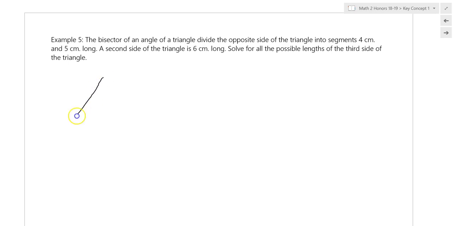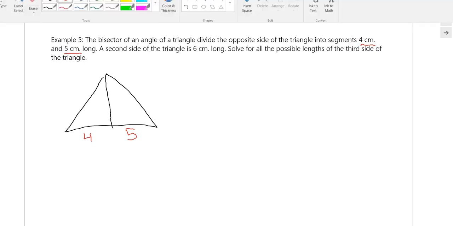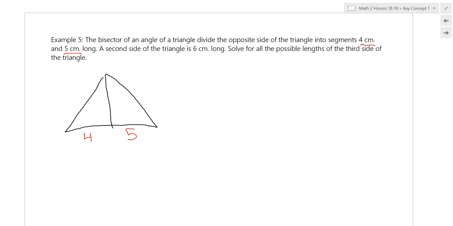So we're going to start by just drawing a triangle and drawing in an angle bisector. Okay? So it says that angle bisector divides the opposite side into segments 4 centimeters and 5 centimeters long. Then it says there's another side that's 6 centimeters long. Now I don't know if it's talking about this side or this side. Okay, so since it says solve for all the possible lengths, I have to do both. So I'm going to start on the left side.